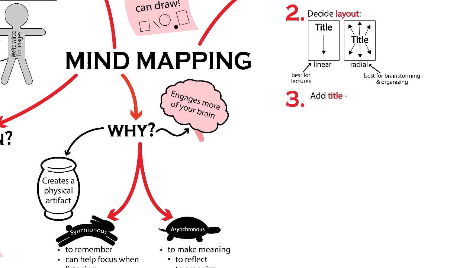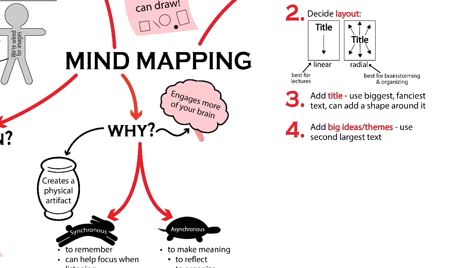Next, add the title either at the top of the page for a linear layout or in the middle of the page for a radial layout. Here you'll want to use your biggest and fanciest text, or use some kind of visual callout to ensure that the title is the first thing you'll see when you revisit your completed mind map. Next, add your big ideas or themes. There should be a limited number of these, and they should be in the second largest text.